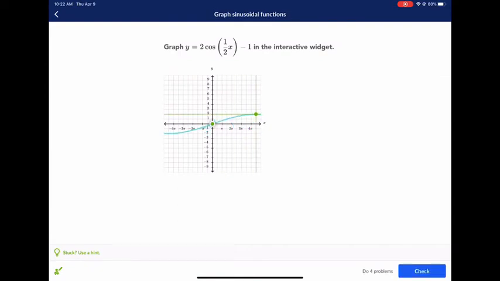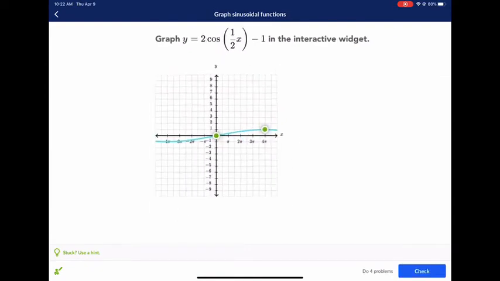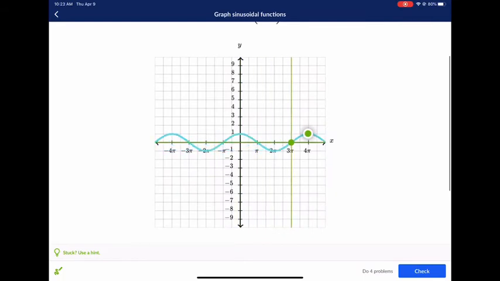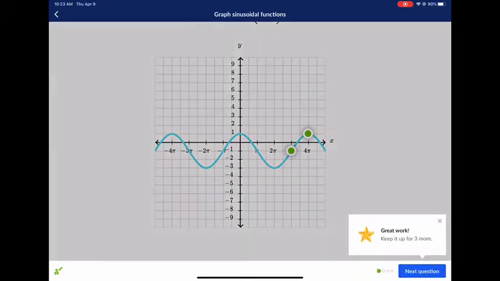Let's move this guy to 4 pi and 1. Zoom in a bit, and go to 3 pi, -1. Boom, that should be my graph. Let's check it. Nice.